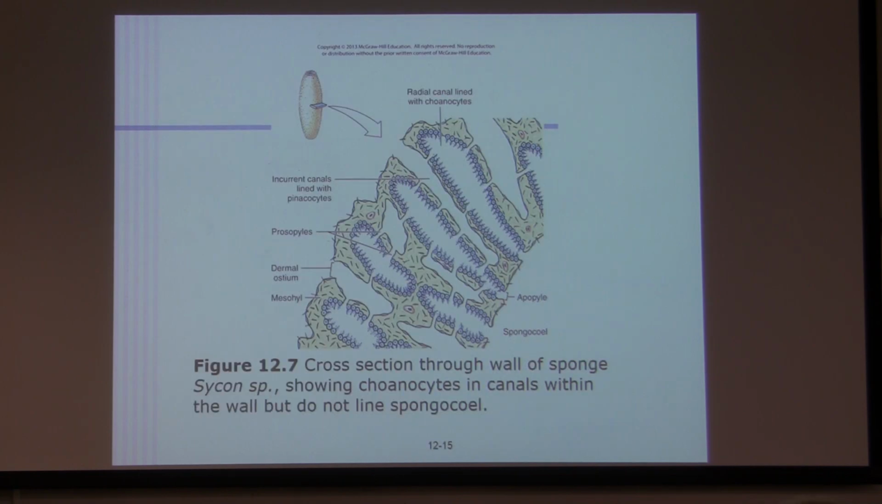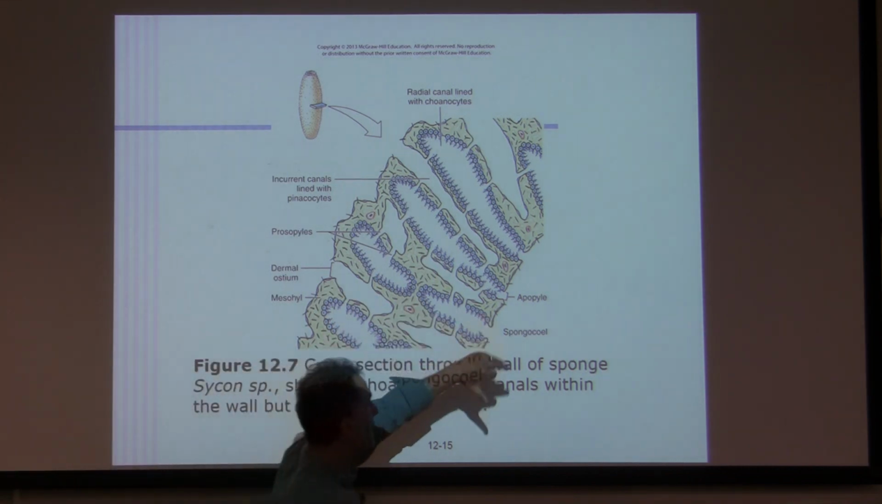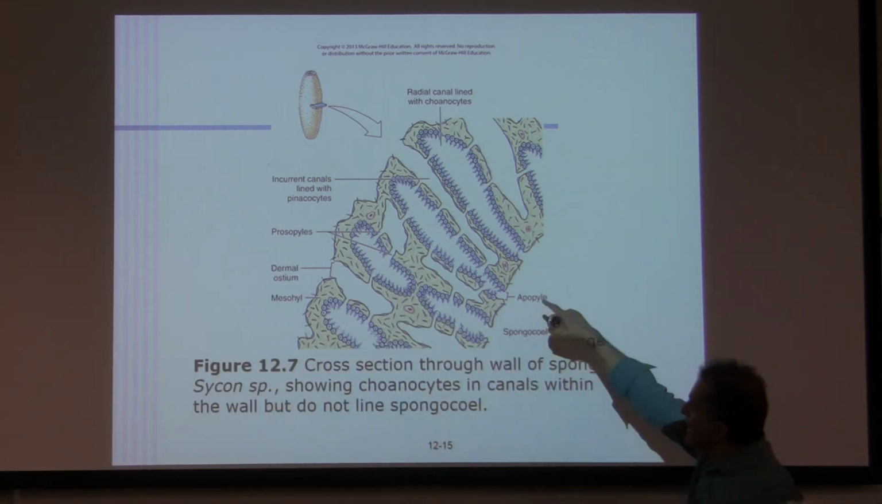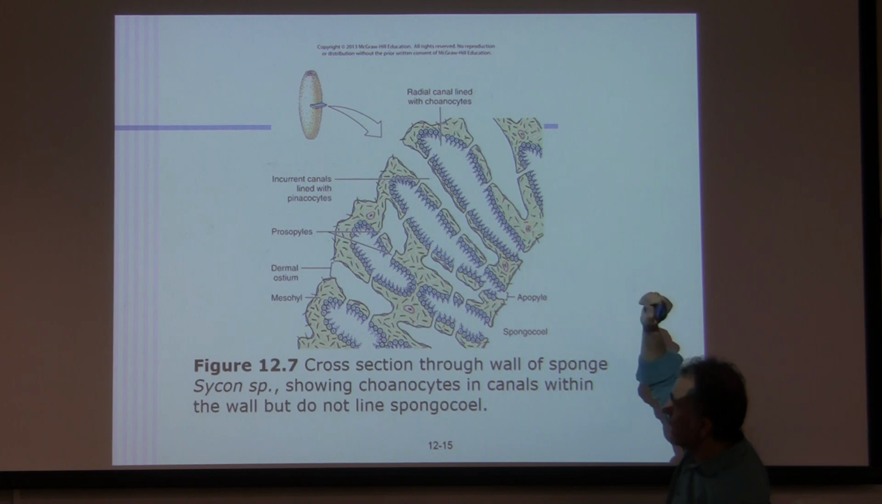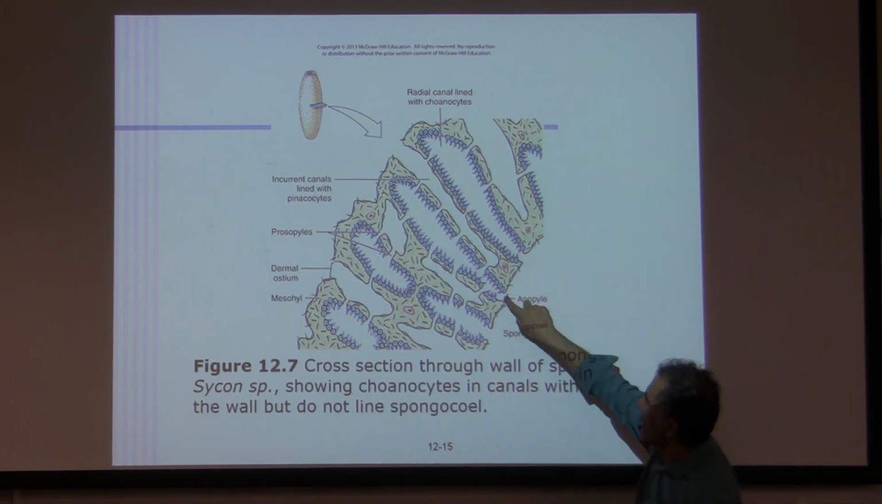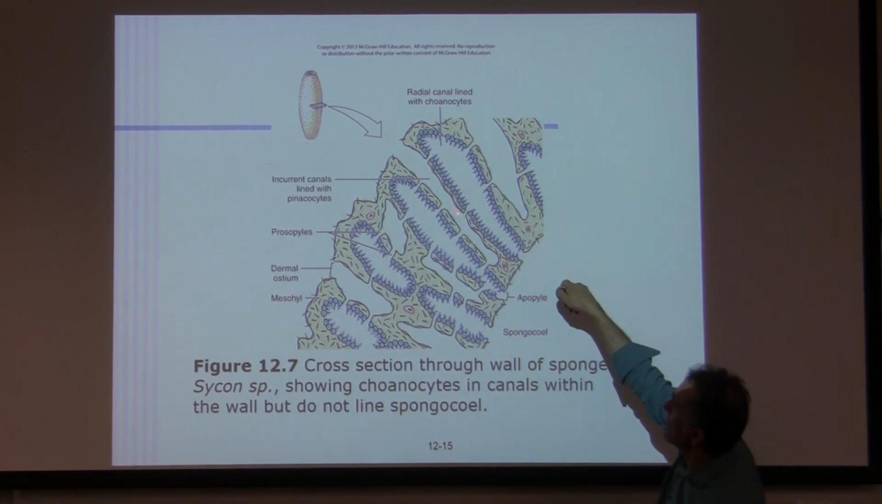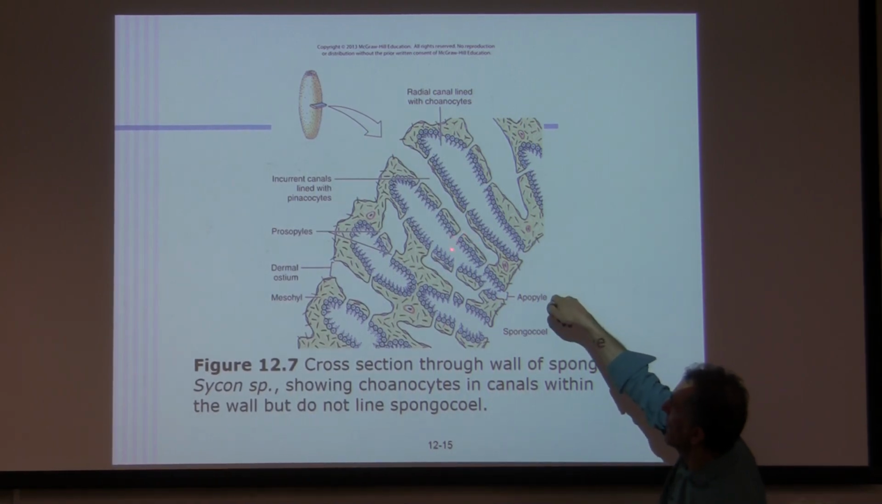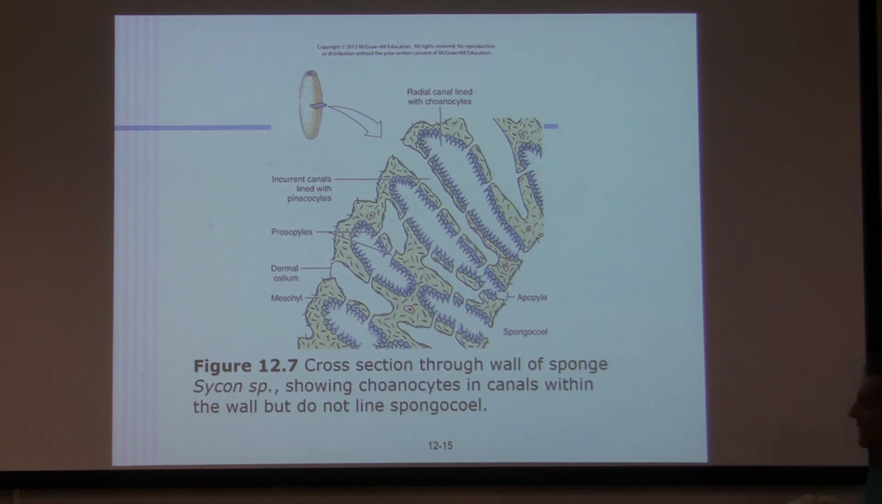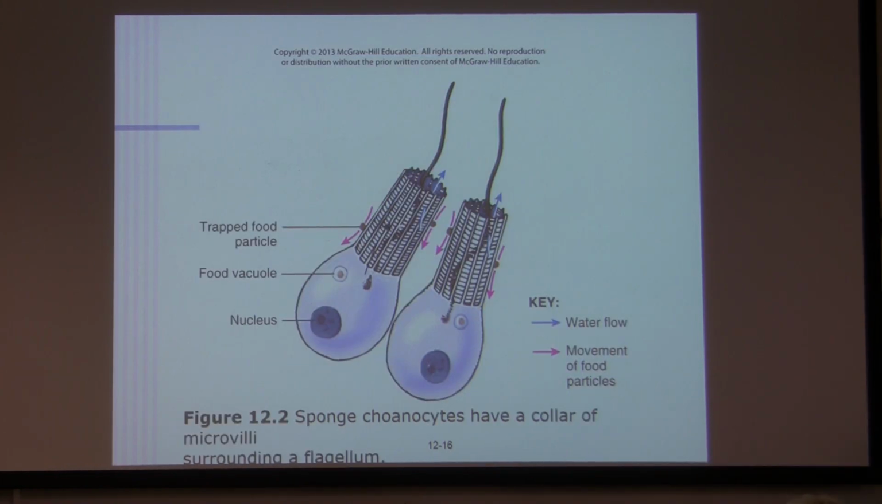This is the cross section of the asconoid, syconoid type canal. And right here is the apopyle. Here is your radial canal. Here is your incurrent canal. Here is the prosopyle, and so on and so forth. You can see them all. And here, that's what I was waiting for.